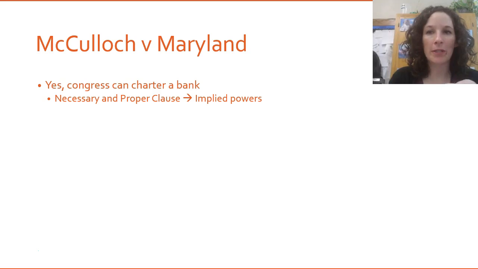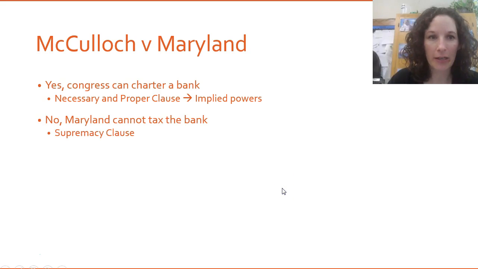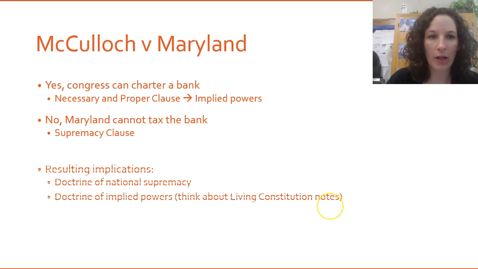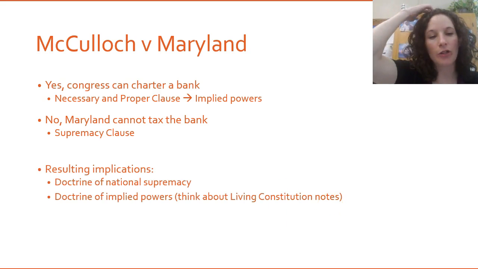So this opens a door for Congress to make a lot of laws, because the Supreme Court has said that's what the necessary and proper clause does. It gives you implied powers. So yes, you can have a national bank. Now, to answer the question about can Maryland tax the bank, the Supreme Court said no, because no state can tax a national entity, and they looked to the supremacy clause. And this use of the supremacy clause establishes the doctrine of national supremacy.